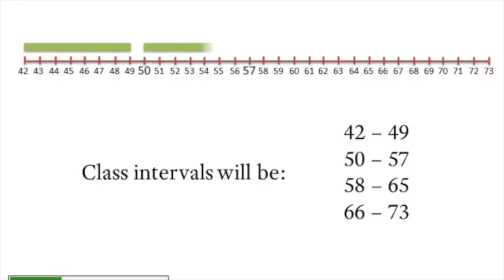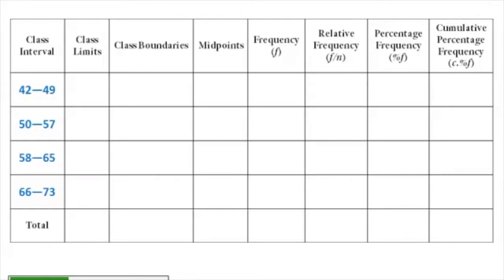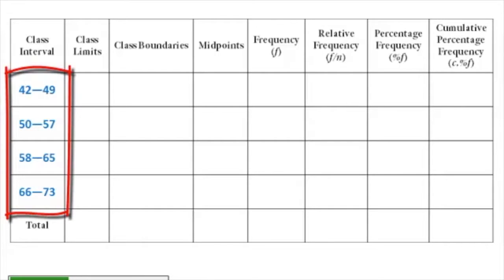50 to 57 for the second interval, 58 to 65 for the third interval, and 66 to 73 for the fourth interval. Now we have just completed what is likely the hardest part of creating frequency tables. Now that we have our class intervals, we can enter them in our table.